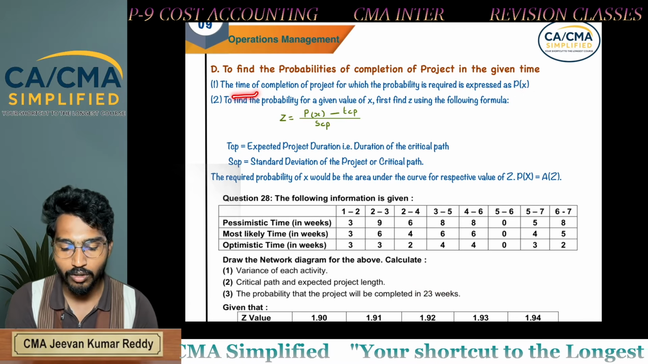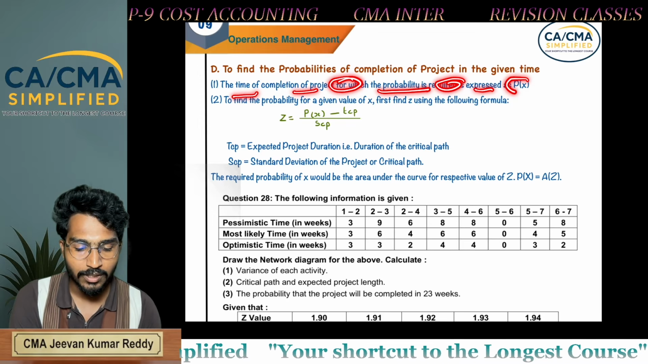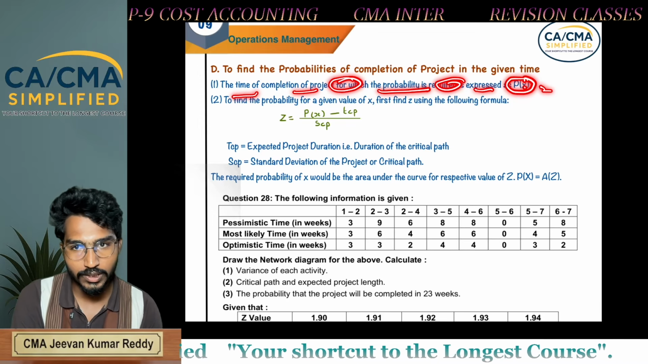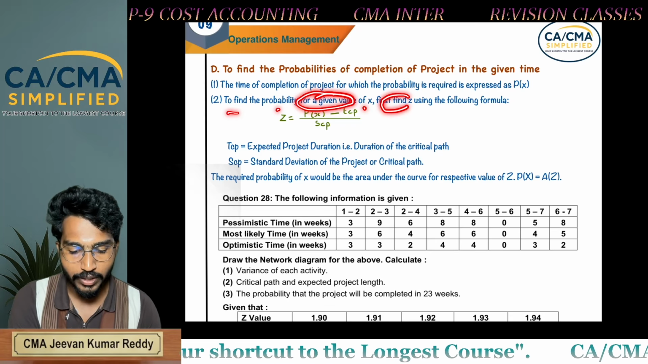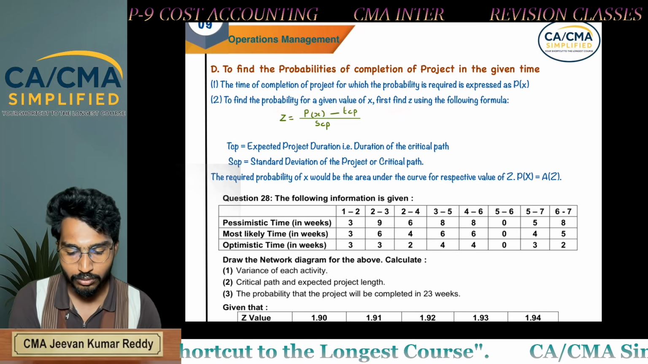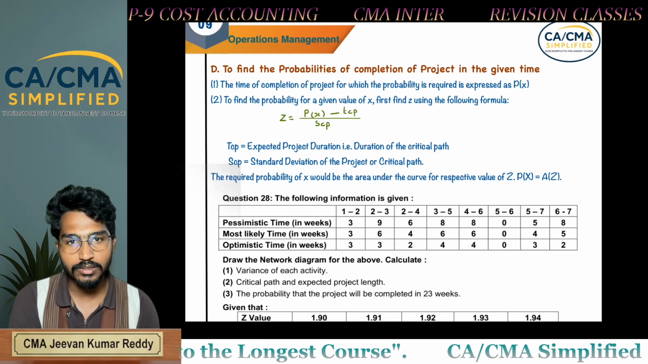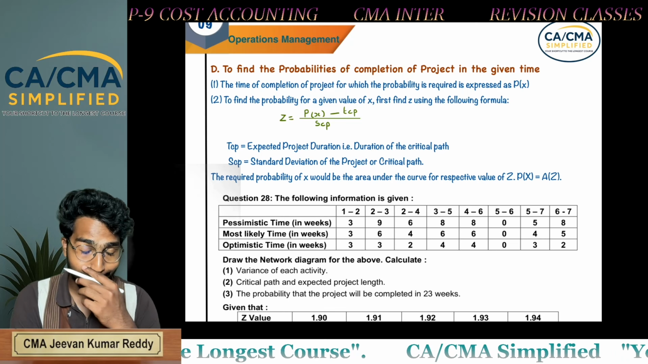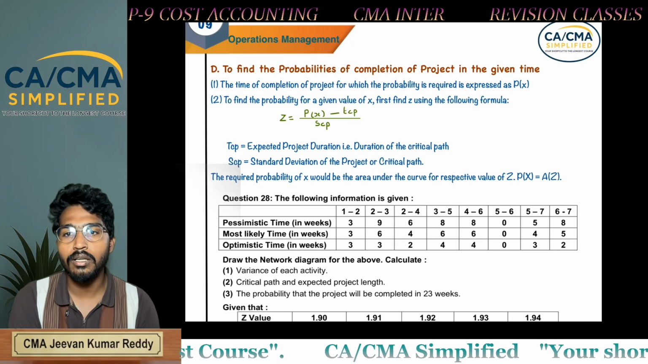So the time of completion of the project for which probability is required is expressed as P(x), that is 23 days. To find the probability of a given value of x, first find the z value. After finding the z value, if you take that z value and look at the normal distribution curve, you will get the probability.